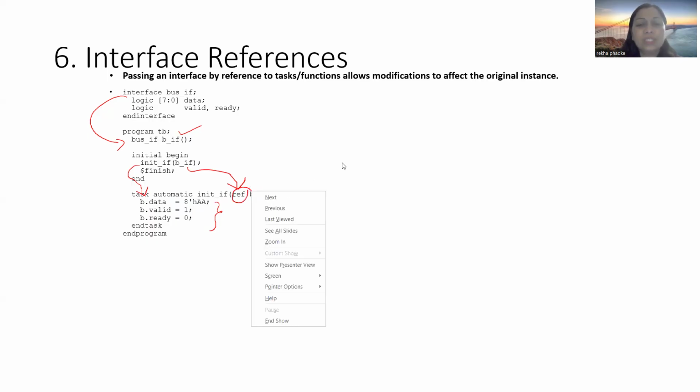So this is the introduction about interface, how an interface can be converted to mod port, and how I can use an interface in a task, where permanent changes can be made on the ports inside the interface using ref. The continuation of that, let's see in the next module.